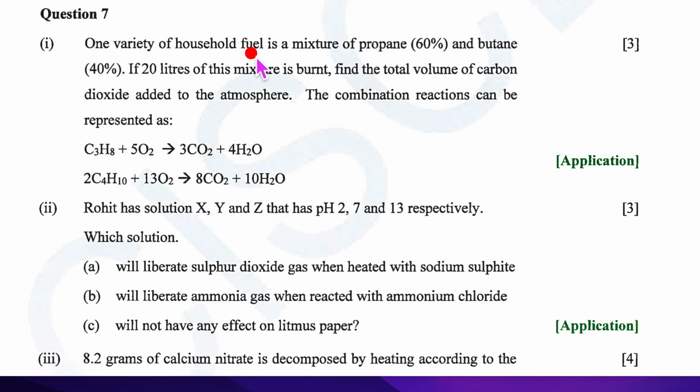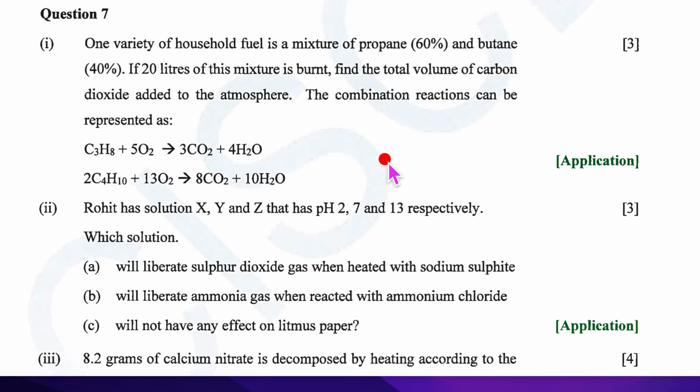Question number 7. Household fuel has propane 60%, butane 40%. 20 liters of mixture is burnt, find the total volume of carbon dioxide added to the atmosphere. The combustion reactions are given here. They have not given you directly how much is propane and butane, but they tell you the total is 20 liters. Now, 60% of 20 liters will be 60 upon 100 into 20, which is 12 liters. 12 liters of propane, and the remaining 8 is 40%, so this is 8 liters.